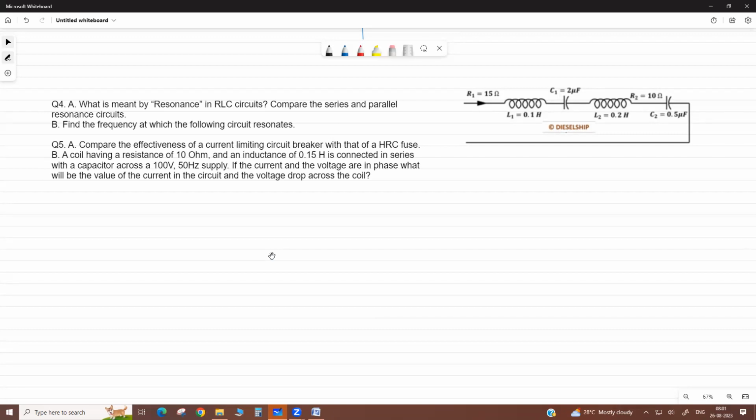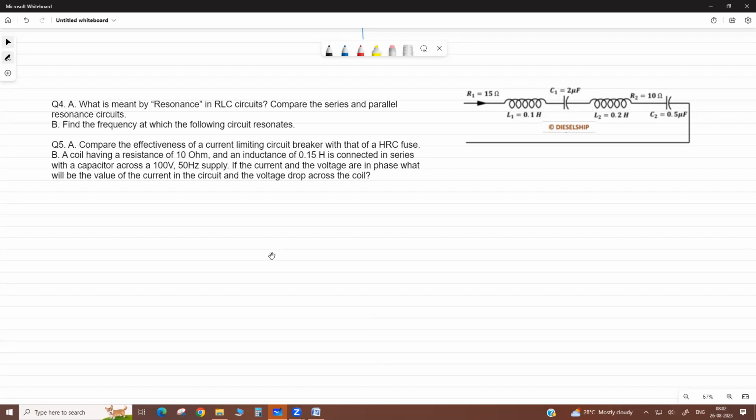Second, at resonance, impedance is equal to resistance only. But at resonance in parallel, impedance is maximum, nearly infinity. That's why current is low. Then in series resonance, current is maximum. That is V by R, I equals V by R. But in parallel, V divided by effective resistance, the dynamic impedance, which is L by CR. It is dynamic impedance. I will show you.